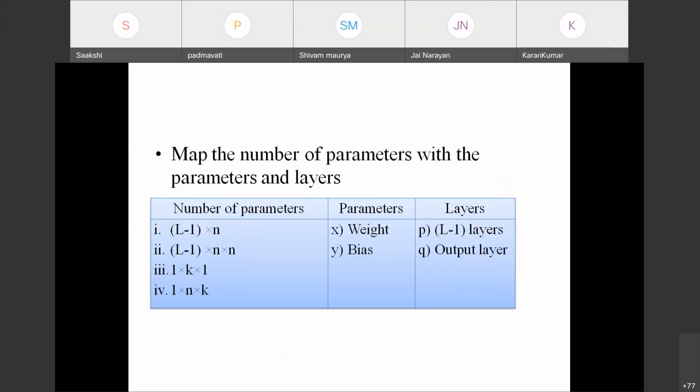So what you need to map is the number of parameters with the parameters and layers. Here, the first column is indicating the total number of parameters which are required. Parameters, we know only two types: one is weight, the other one is bias. Layers, we know there is a total number of layers.